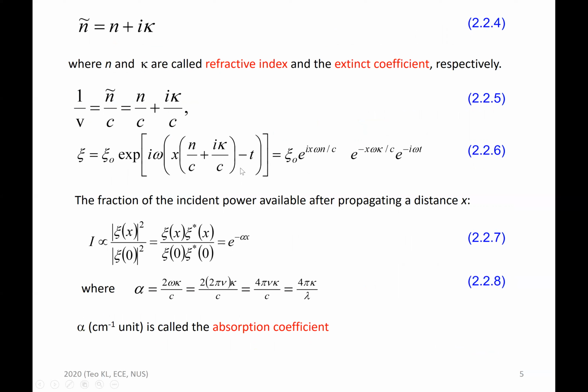So this is the expression you will obtain, and you can break it up into 3 parts. We define the fraction of the incident power, or the incident intensity, available after propagating a distance x as the modulus squared of the radiation field at distance x over the modulus squared of the electric field at x equals 0. So the modulus squared is basically the electric field times the complex conjugate. Similarly for the denominator. For the complex conjugate, you change i to minus i, so minus i will become i.